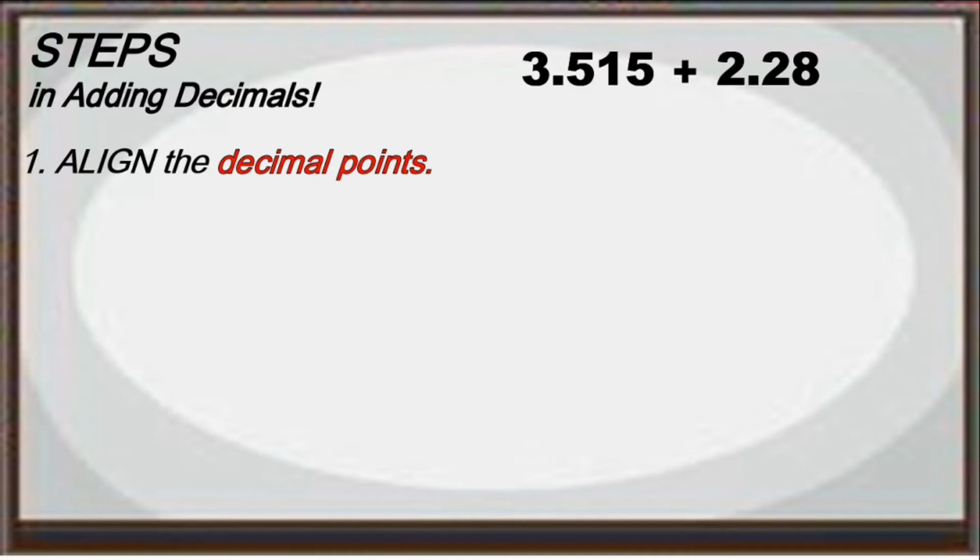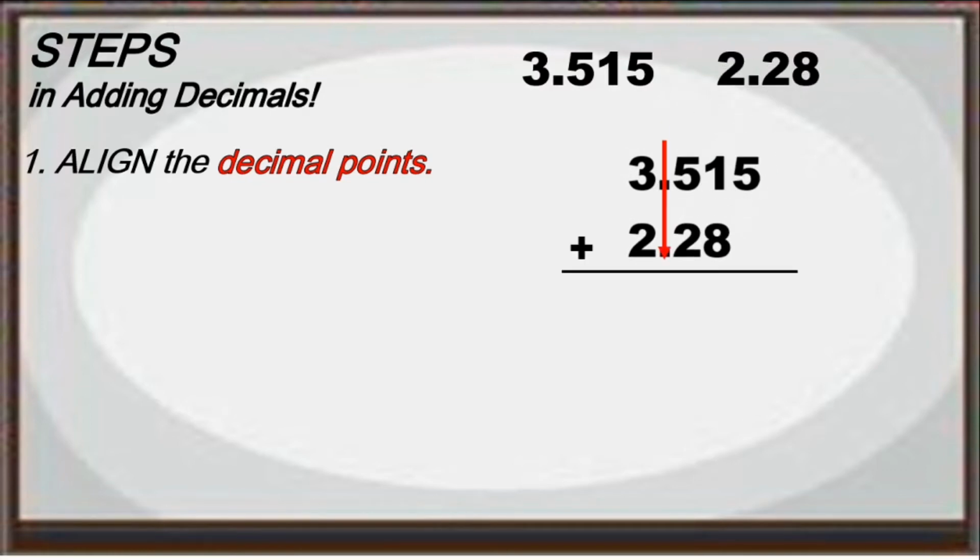And that's it for our rules. Let's have some examples. Okay, so let's use 3.515 plus 2.28 as our first example. First step is to align the decimal points. So how are we going to do that? All you have to do is simply write them one over the other like this. As you could see, the decimal points are aligned. And make sure also that your numbers are aligned as well, for you to be able to do step number 2 properly.